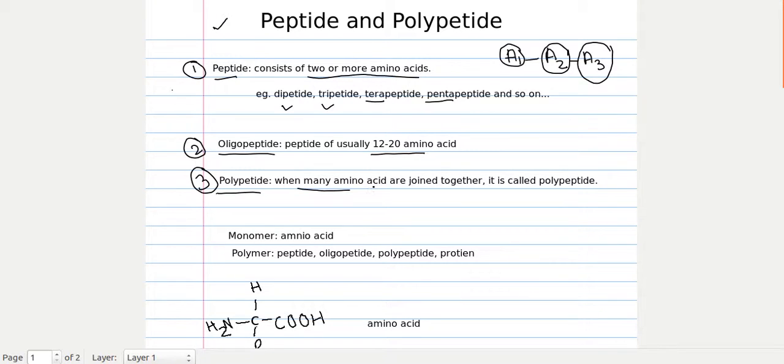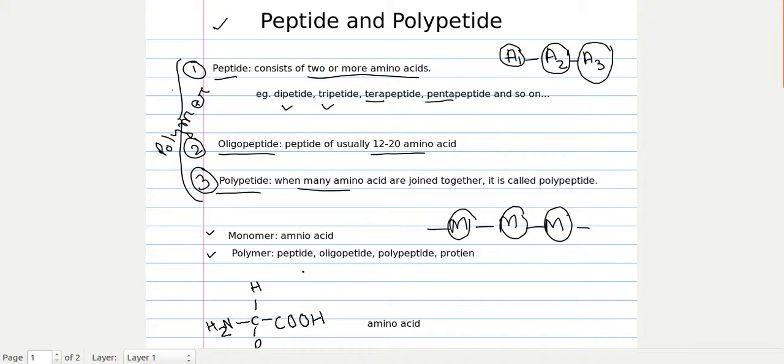So technically these all are polymers of amino acids. See, in chemistry there are two terms. One is monomer, the unit which forms a polymer. When many monomers are attached together, it is called a polymer. So technically these all are polymers of amino acids, and because of their different lengths, they are named differently.